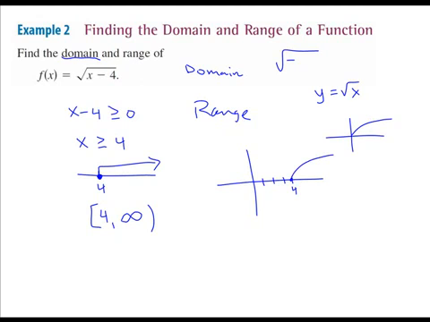Well, what's our range going to be? How much of the y-axis does it cover? From 0 to infinity, right? This thing just keeps on getting wider and wider and wider. So our range is going to be from 0 to infinity, okay? Now, you notice here, our domain makes sense too. Look at this graph. How much of the x-axis does it cover? It covers from +4 to infinity, right? So everything makes sense, okay?